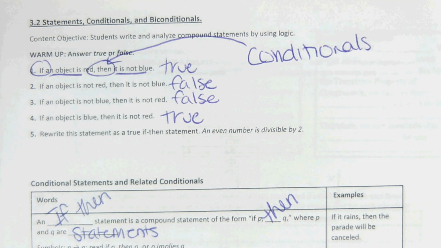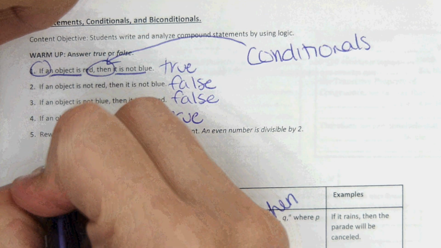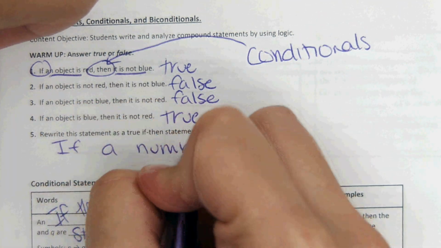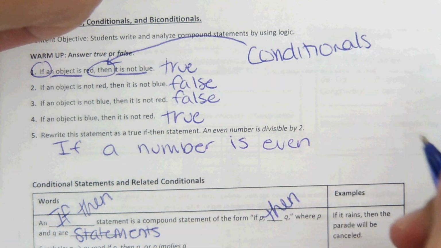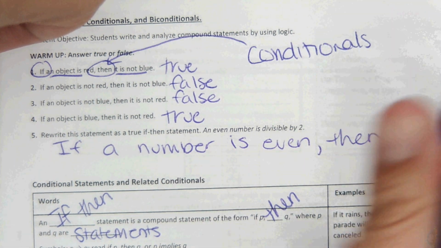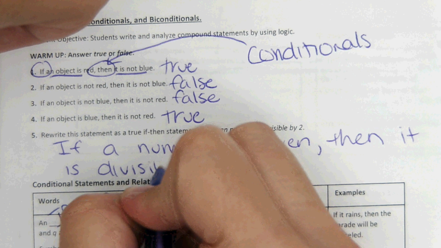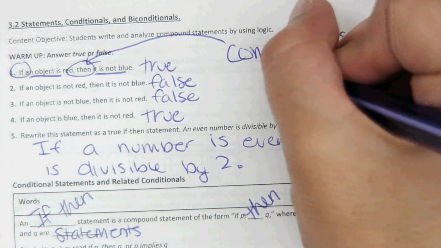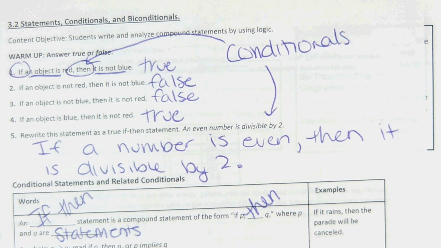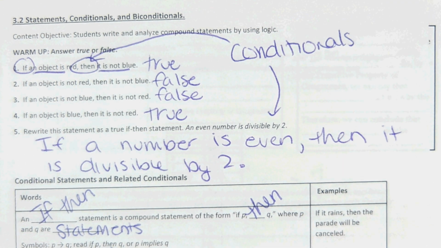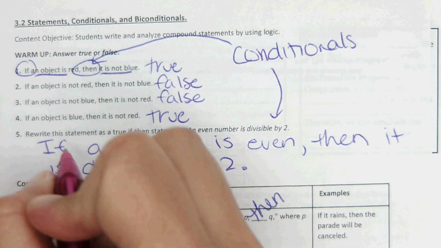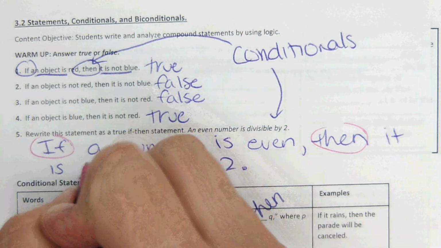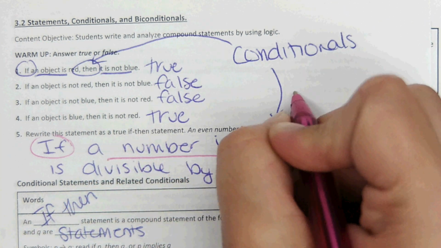For number 5, it says rewrite this statement as a true if-then statement. So, an even number is divisible by 2. We're going to write it as a conditional. So we're going to write if a number is even, then it is divisible by 2. Let me make sure the wording is the exact same. Okay. If a number is even, then it is divisible by 2. So there is our conditional.